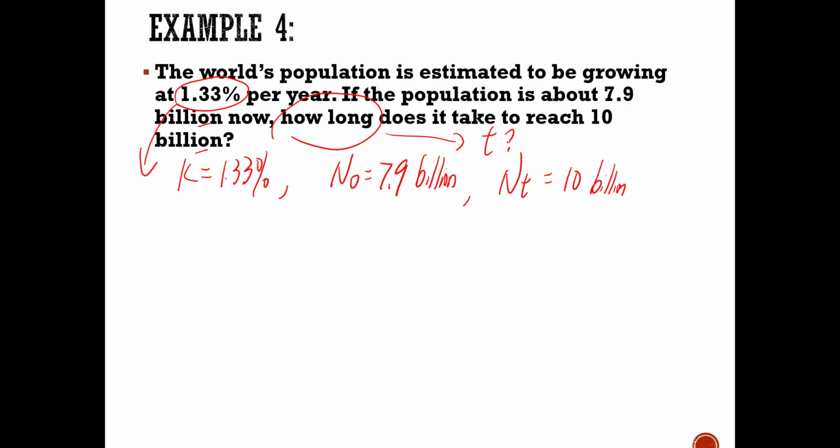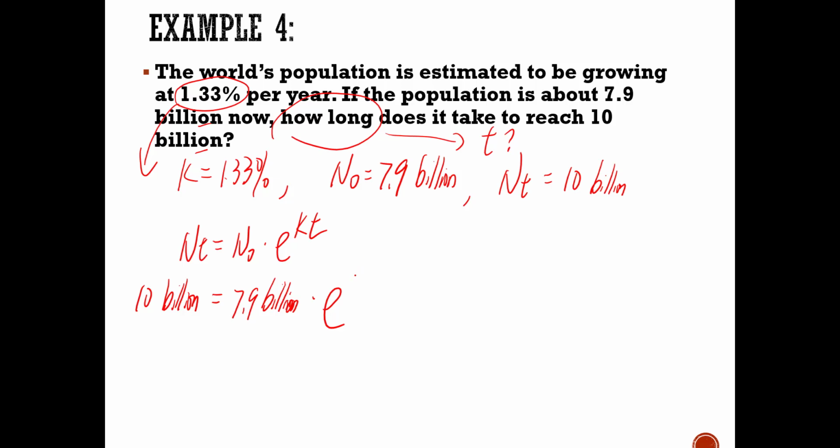So now very similar procedures compared to the previous one. We're going to find all these numbers. So Nt equals N0 times e to the kt. Throwing in the numbers here, 10 billion goes to the left, N0 is 7.9 billion times e, k we know is 1.33%, and time t is the only unknown. So we're solving for time t here. Step number 1, we're dividing 7.9 billion from both sides of the equation, and as you can see, since they have the same unit, they offset each other.